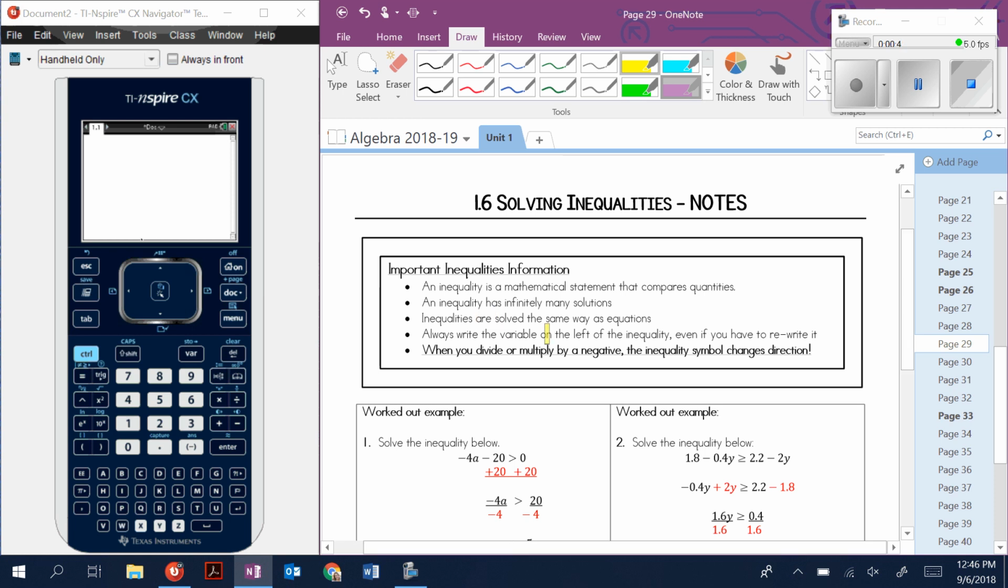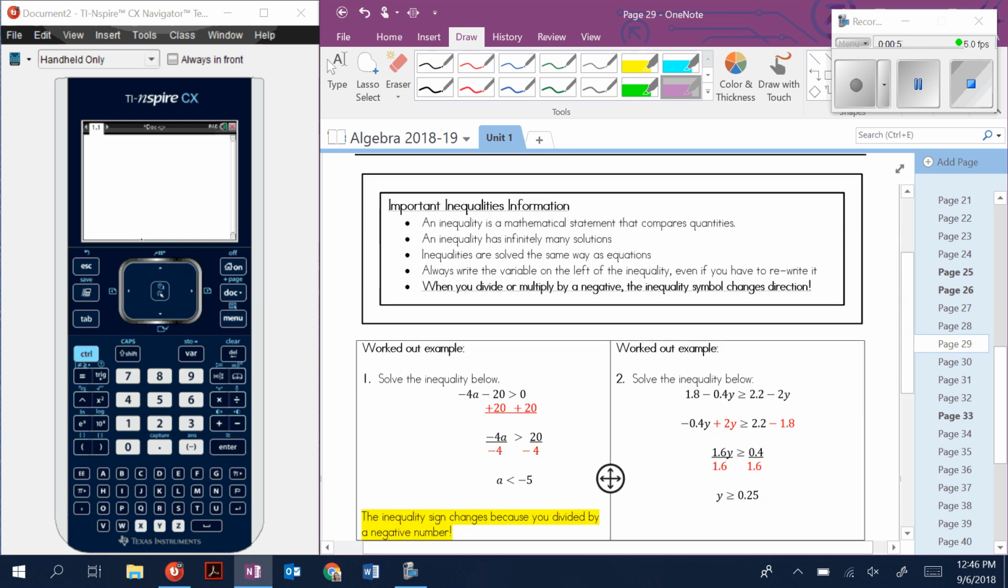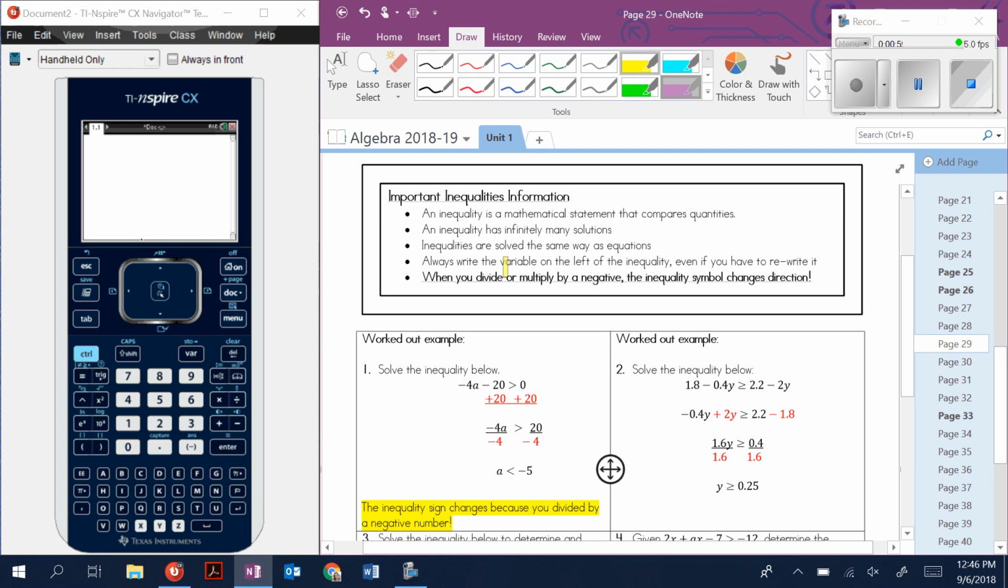They're solved the exact same way we would solve equations. So we're bringing back equation stuff and we're just applying it to inequalities. The only thing that's different is interpreting the final result. One thing I think is really important is I always like to write the variable on the left-hand side, even if you have to rewrite it. I think it helps answer the question better.